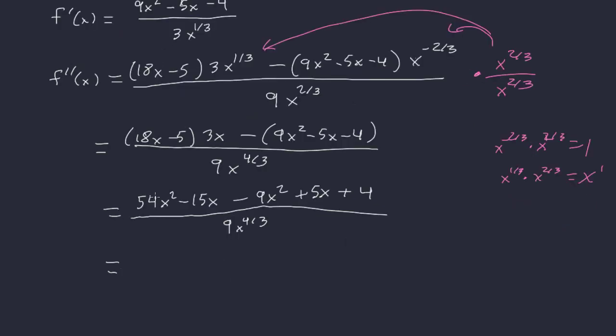All right, simplifying this further, the 54x squared minus 9x squared will give us 45x squared. Negative 15x plus 5x will give us negative 10x. And we just have the one constant term, so it'll be plus 4, all over 9x to the 4/3.